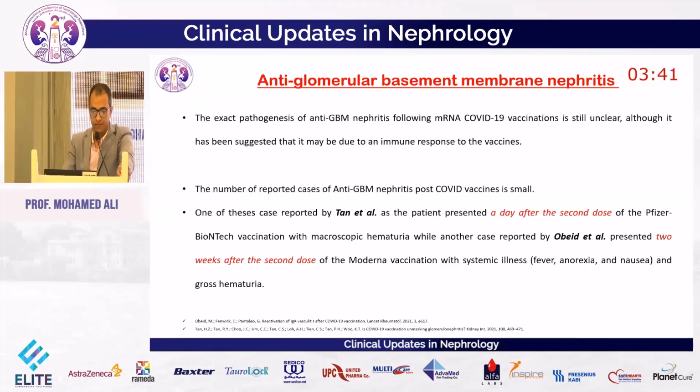What about anti-glomerular basement membrane nephritis? The exact pathogenesis of anti-GBM nephritis following mRNA vaccination is still unclear, although it has been suggested that it may be due to an immune response to the vaccine. The number of reported cases of anti-GBM nephritis post-COVID vaccination is small. One of these cases was reported by Tan et al., as the patient presented a day after vaccination.